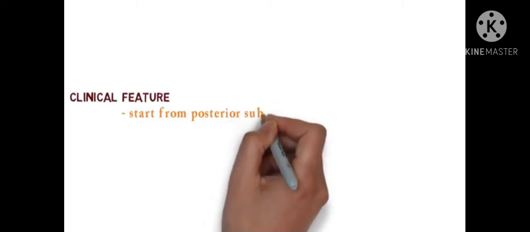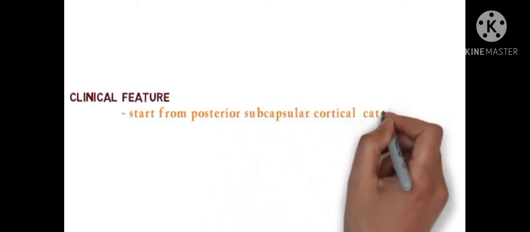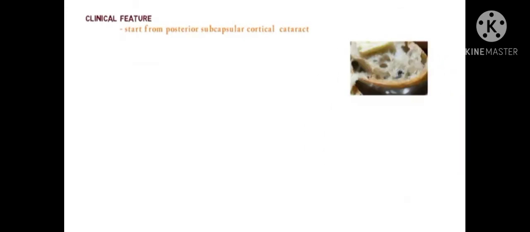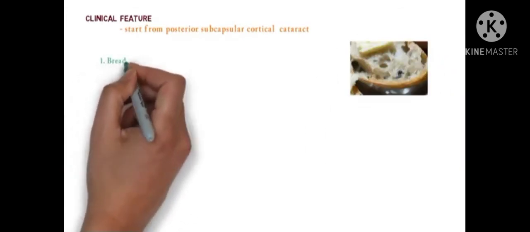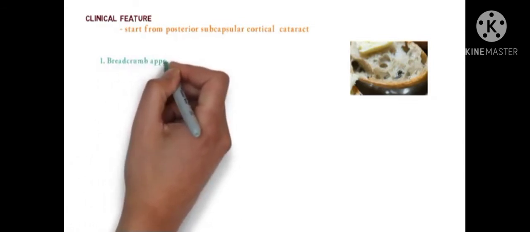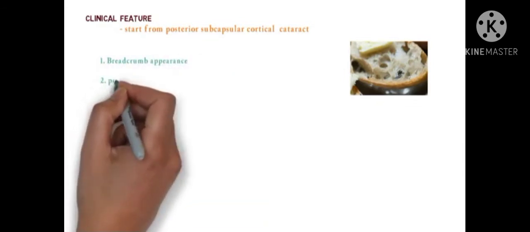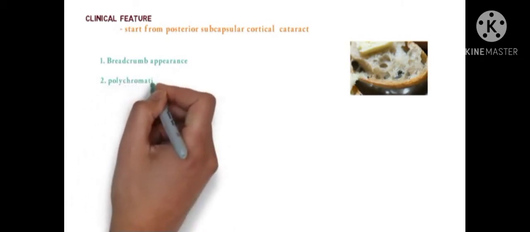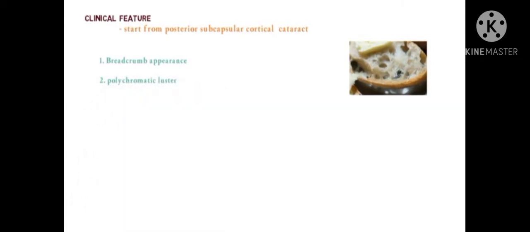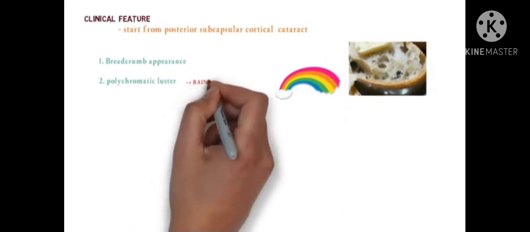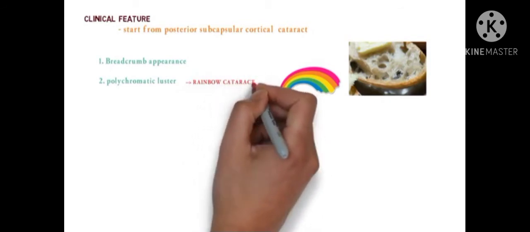Now moving toward its clinical features, complicated cataract typically starts as a posterior subcapsular cortical cataract. And in the beam of the slit lamp, the opacities look like a breadcrumb appearance. This is the breadcrumbs and the opacities appear the same. Then there is a polychromatic luster. Poly means multiple and chromatic means color. So there are multiple colors like red, green, blue. It varies in its character from the particles. And that's why it is called rainbow cataract.